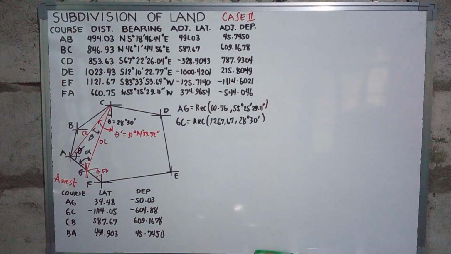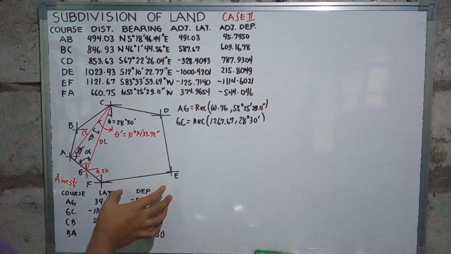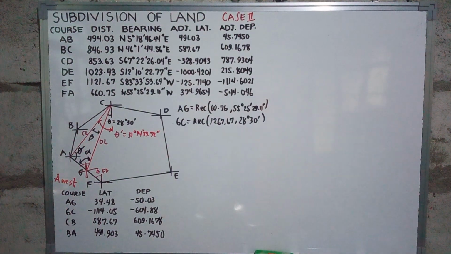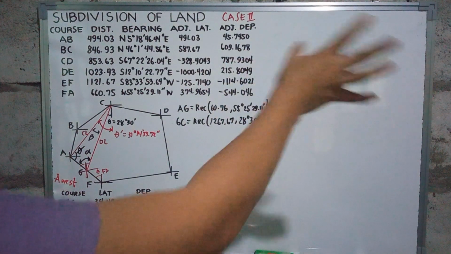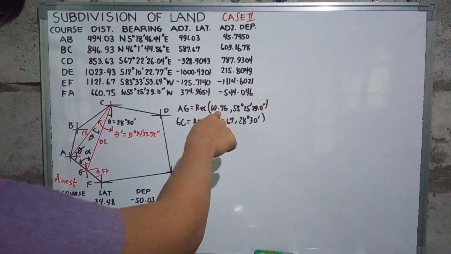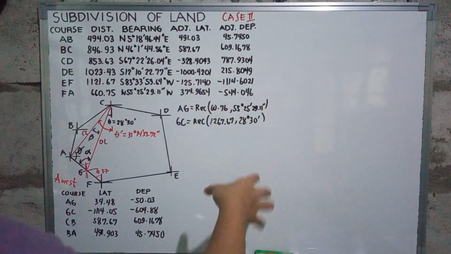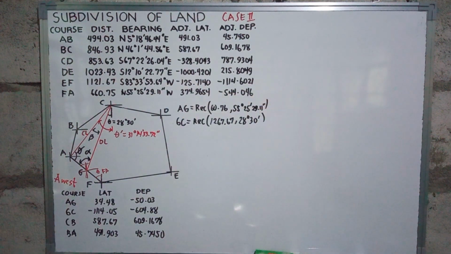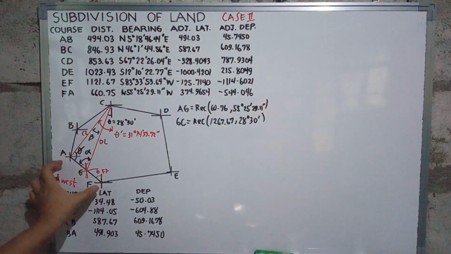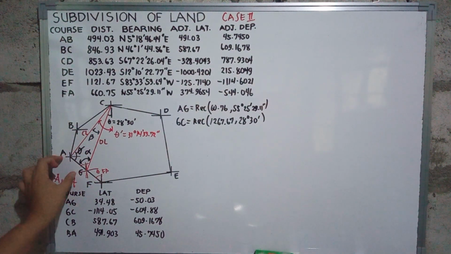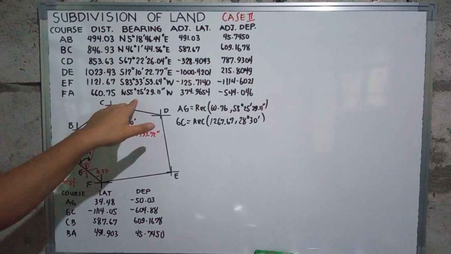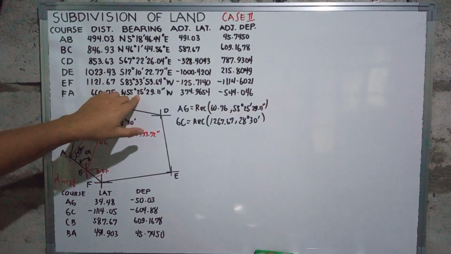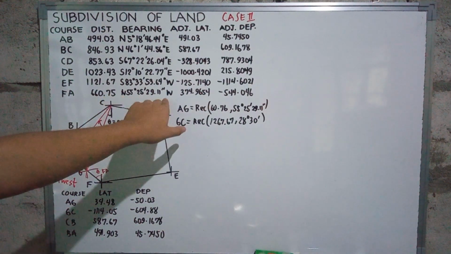So, para makuha natin yung latitude at saka departure ng AG natin, ilagay lang natin sa calculator yung rect, yung distance na nakuha natin kanina, which is equal to 60.76, and then yung bearing niya. Since nasabi ko sa inyo kung ano yung bearing ng FA natin, that will become the bearing of our AG, wherein yung bearing ng FA natin is equal to 55 degrees, 25 minutes, 29.11 seconds.